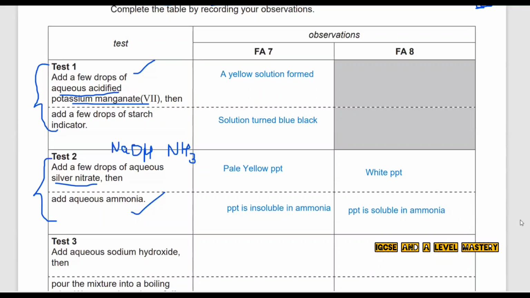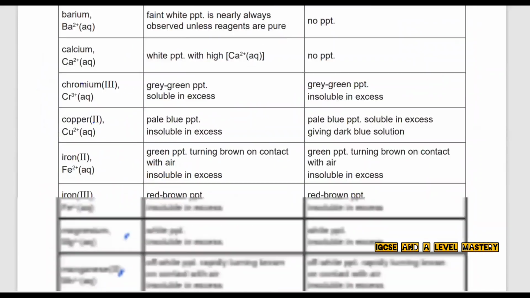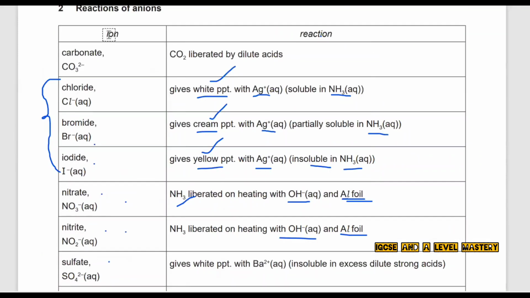From this, we can say that the anion for Fa7 is iodide, because a yellow precipitate was formed and it was insoluble in NH3, which means it is iodide for Fa7. And for Fa8, I got a white precipitate, which is soluble in ammonia, which confirms the presence of chloride ions.